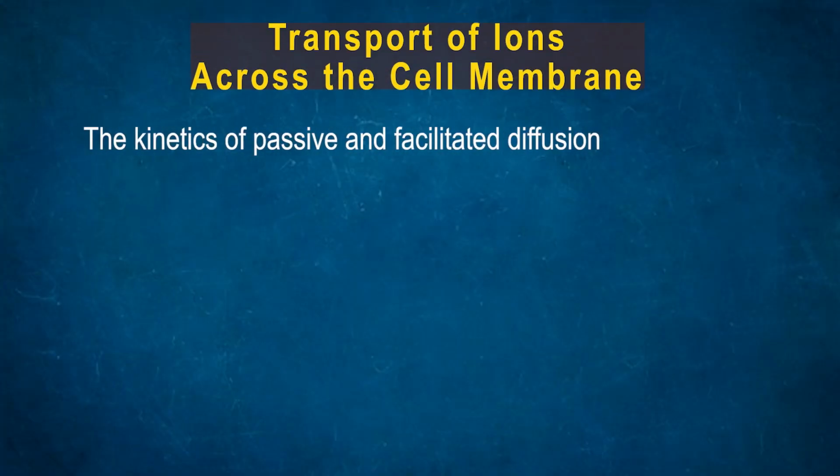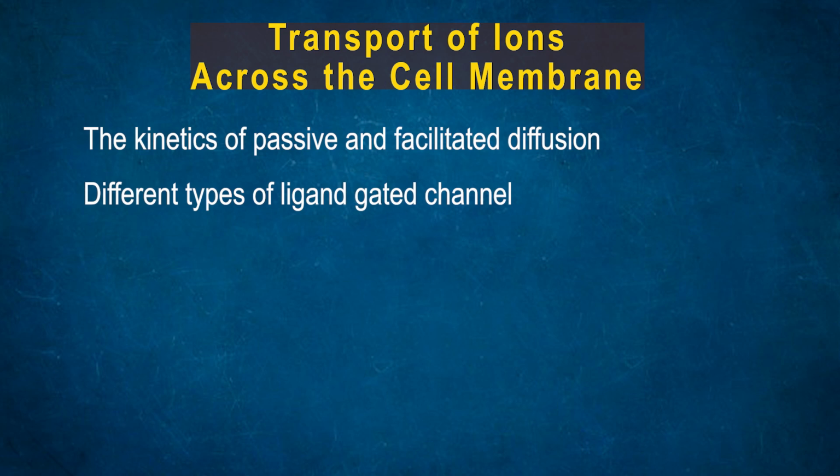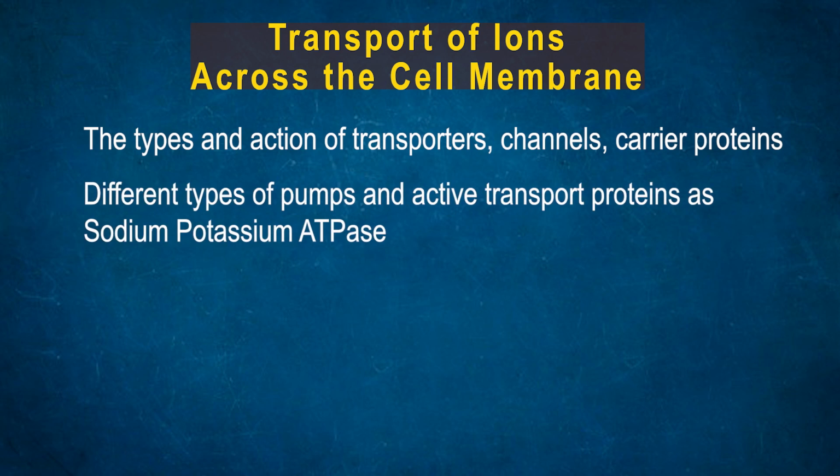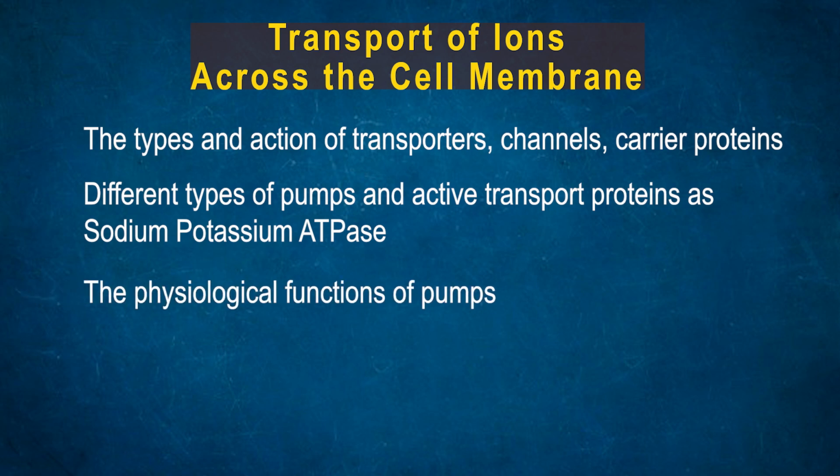Transport across the cell membrane. First you have to know the passive as well as facilitated transport, its mechanism, its kinetics, etc. Then there are different types of ligand-gated channels, ion channels, which get opened and closed depending upon different types of signals, maybe stress, maybe light, maybe temperature, etc. And all those signals help to open the ion channels. You will get to know about the carrier proteins, about the pumps like sodium-potassium ATPases, as well as the transporters and carriers and the physiological function of all those pumps.